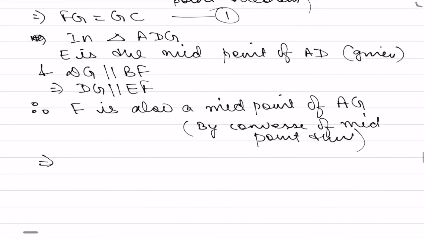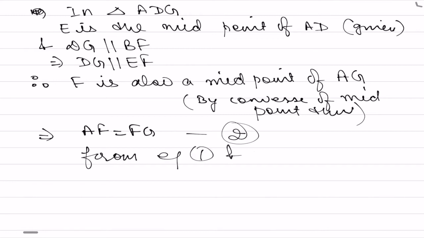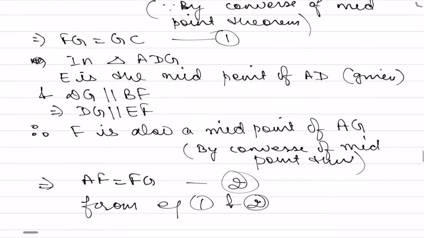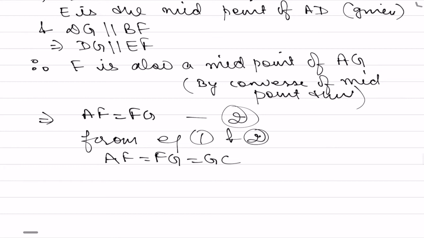So if F is the midpoint of AG, this means AF is equal to FG. This is the second equation. So from equation number one and two, we can see that AF is equal to FG and FG is equal to GC. So that means all the three parts are equal.